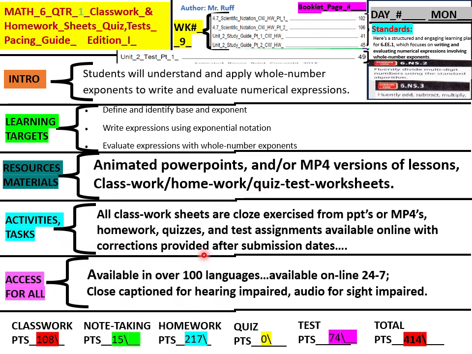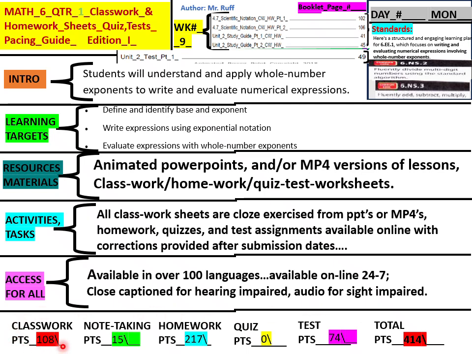And then activities and tasks. All classwork sheets are closed exercise from PowerPoints or MP4s. Homework, quizzes, test assignments available online with corrections provided after submission dates. And then access for all. Available in over 100 languages, available online 24/7, closed caption for hearing impaired, audio for sight impaired.